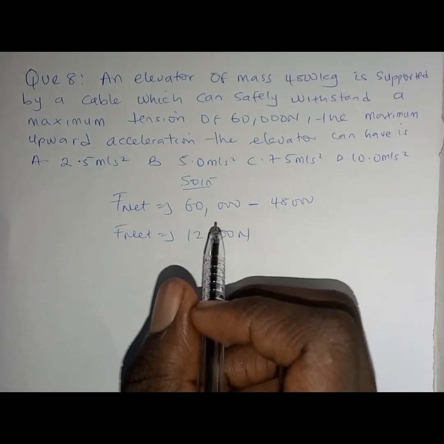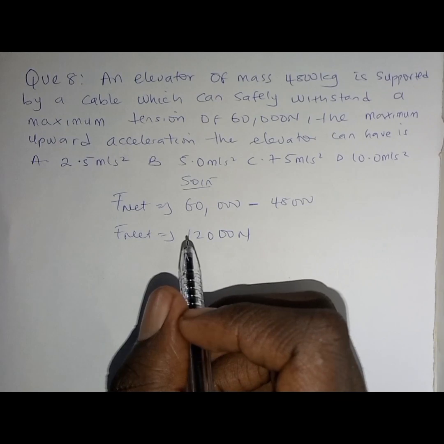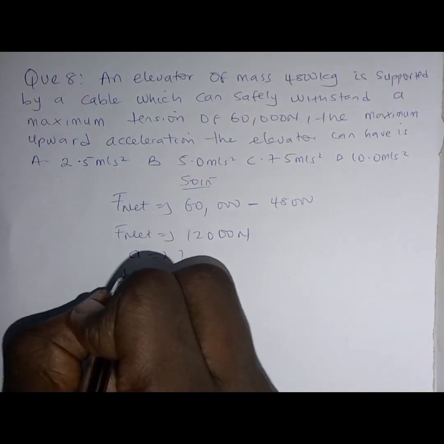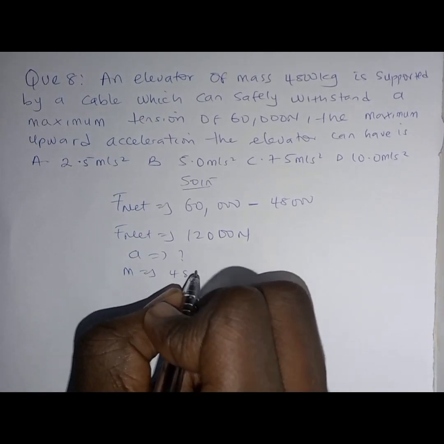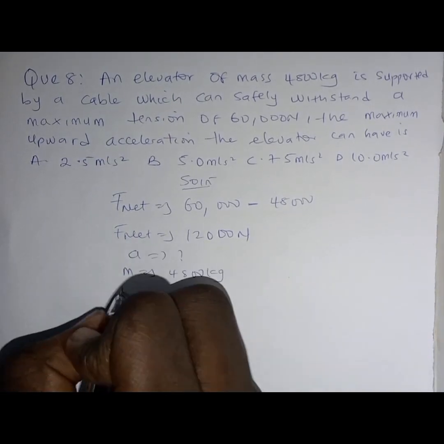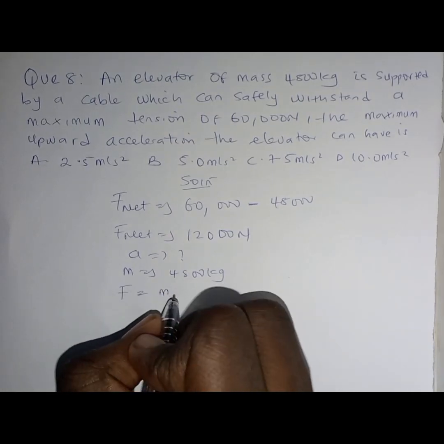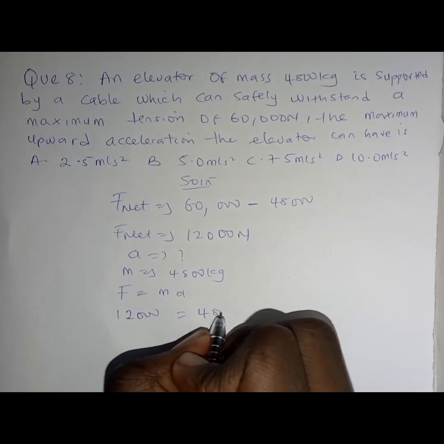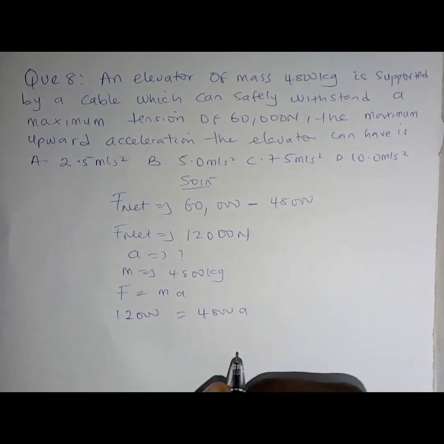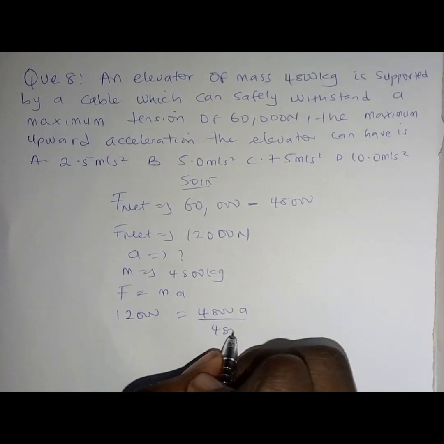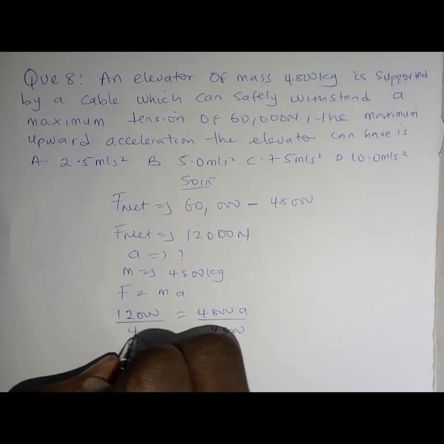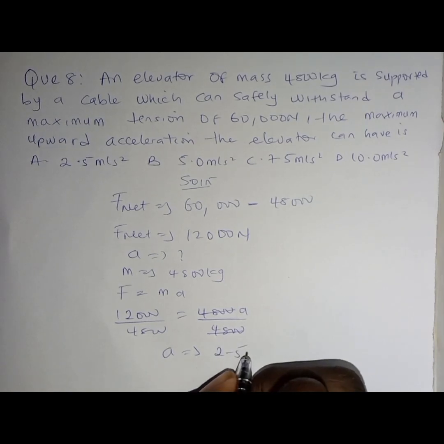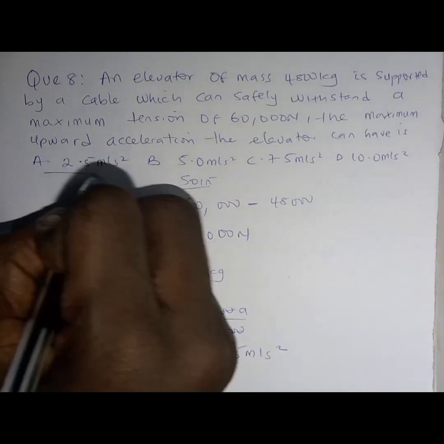So therefore now I can calculate my acceleration. We are looking for our acceleration, and the mass is just 4,800 kilogram. So F equals ma, and my force 12,000 equals the mass 4,800 times a. Dividing both sides by 4,800, I have my acceleration to be 2.5 meters per second squared, which is option A.